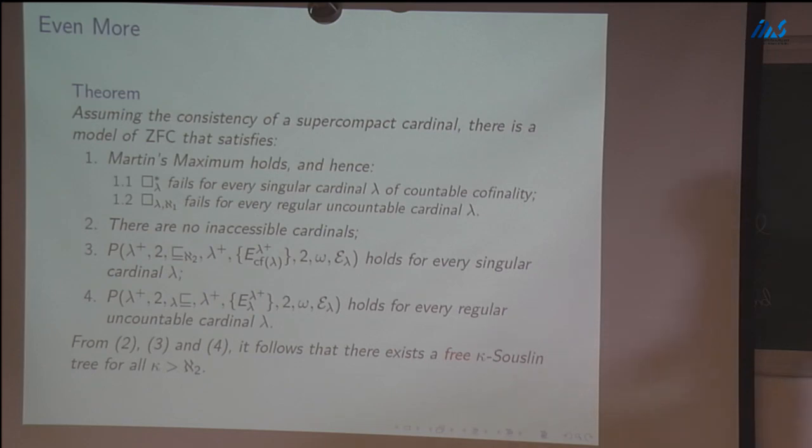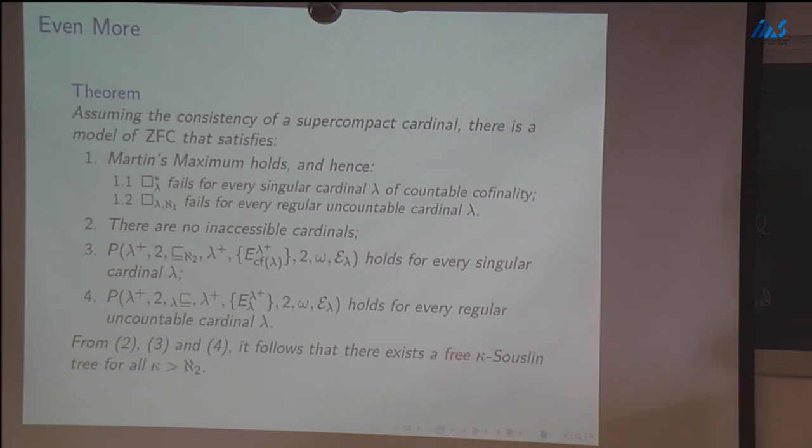So what are we doing here? Assuming a supercompact cardinal, which you would always need to get Martin's maximum, we can get a model that satisfies Martin's maximum and two versions of the different parameters in our principle, which in particular combine to give a free Kappa Souslin tree for all Kappa greater than aleph 2.